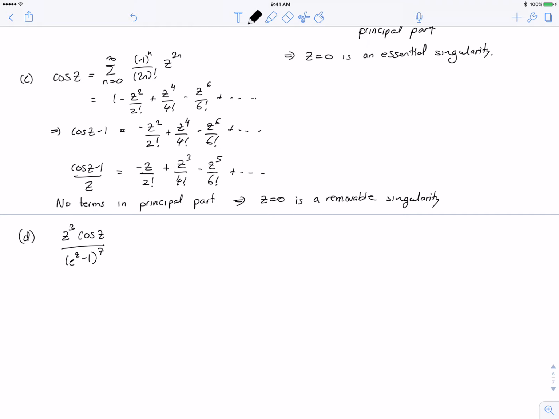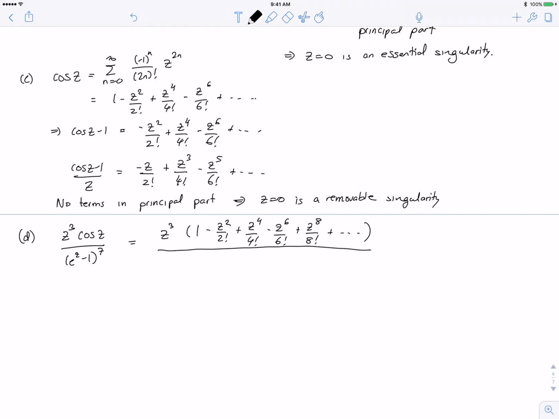Now I want to see how many terms I have in the principal part here. Again, I'm going to manipulate the Taylor series for cos and the exponential. So this can be written as z cubed, and I'm going to write the Taylor series for cos: 1 minus z squared on 2 factorial plus z to the 4 on 4 factorial minus z to the 6 on 6 factorial plus z to the 8 on 8 factorial, etc., etc.